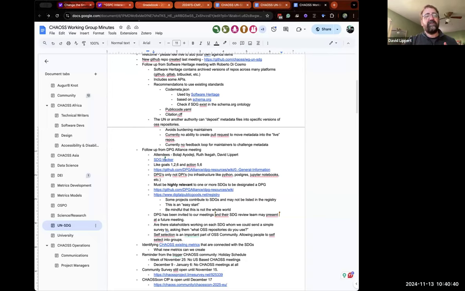But I also love that the DPG Alliance has this mechanism where you can nominate a project. And I feel like p5.js to me is a great project that should be in there. They have sustainability, they have a foundation backing them. They're doing great work to address at least SDG 4 and probably some others.